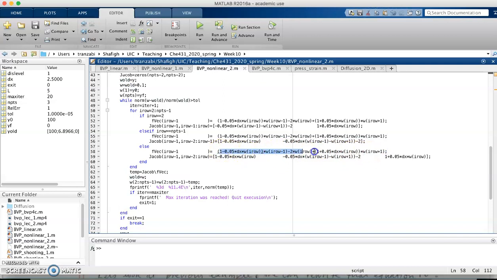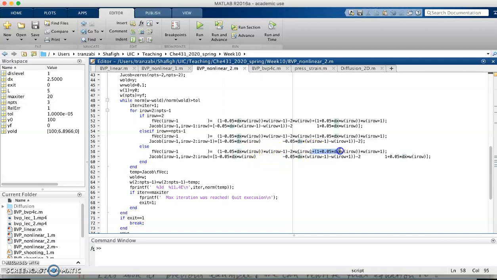So I'm going to go derivative one by one. Derivative of this with respect to yi minus 1, I only have this term left, which is 1 minus 0.05 dx yi, and that's what I have here. So that's the coefficient of the derivative of f with respect to yi minus 1. The second coefficient of this row of the Jacobian is going to be the derivative of this with respect to yi. So let's look at that.